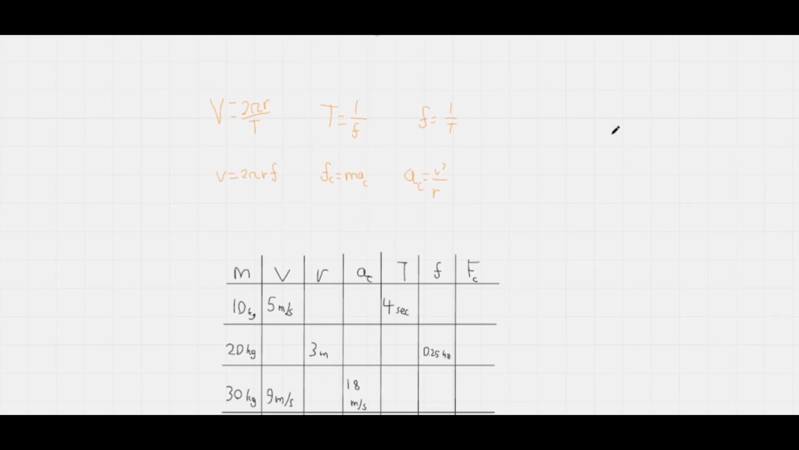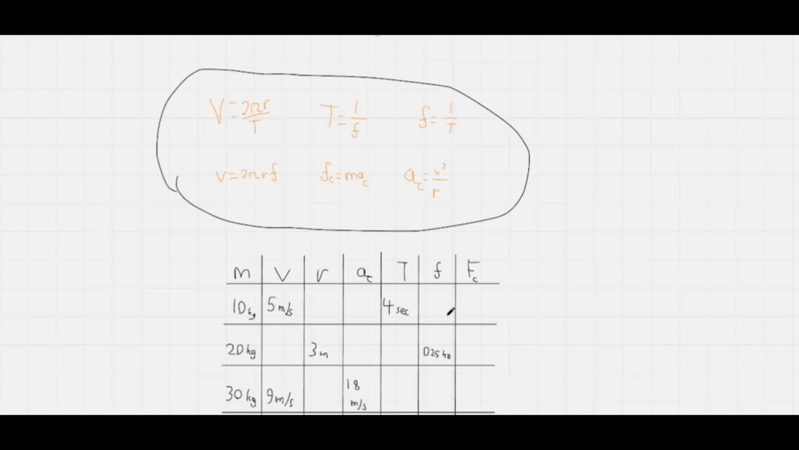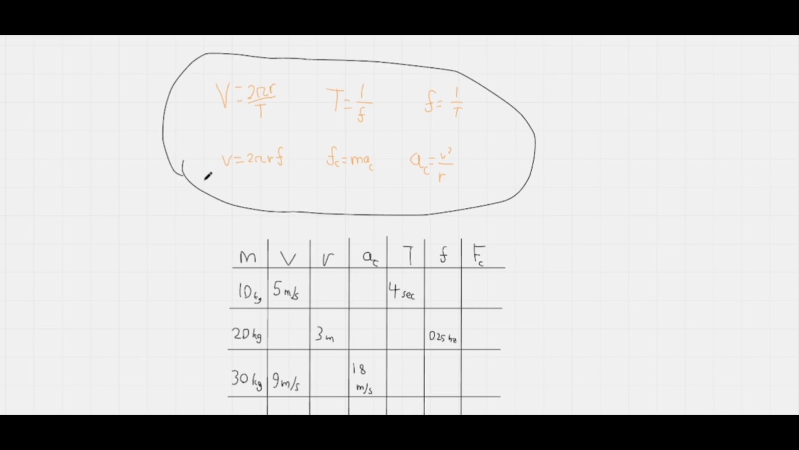Now, if you want, pause, take a screenshot. These formulas right here, everything you need for a test on this. Basically, you have v equals 2 pi r over t to find out our velocity if r and t are given. To find t, we can do 1 over f and switch them around to find our f, which is frequency, equals 1 over t. And another way to find velocity if our frequency and radius is given instead is v equals 2 pi r f.